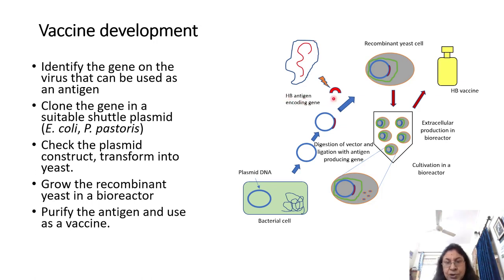So what we have done now is that here is a bacterial cell, and initial cloning is being done in a bacteria. But eventually the hepatitis B vaccine which is available today is made from Pichia pastoris, but the initial cloning is done in a bacteria. So there is a bacterium here which contains a vector, a plasmid DNA, which you are going to use as a vector.